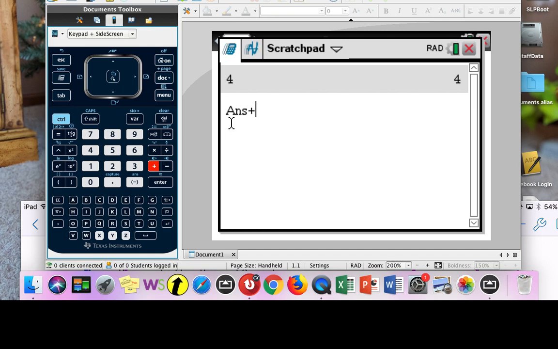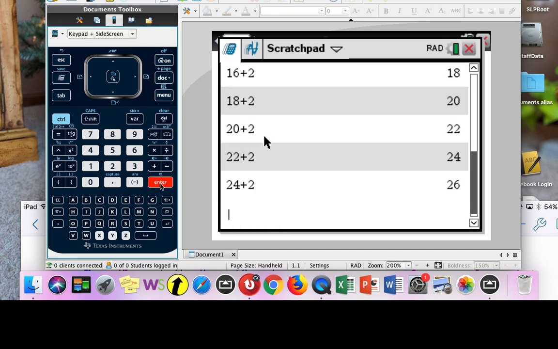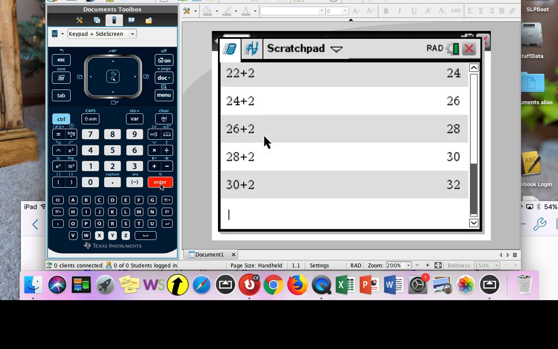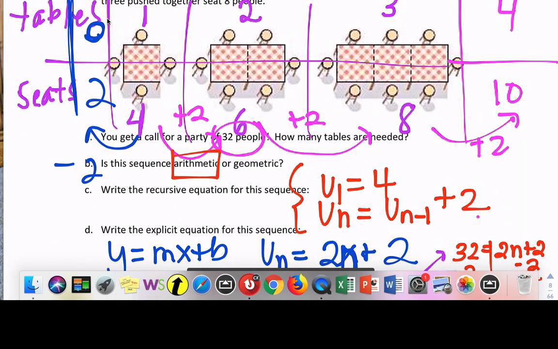And then I'm going to do our last answer. So there's the recursion starting value. And we're going to add 2 every time. So there's table 1, 4 people. Table 2, 6, 3. And I'm going to keep counting until I hit 32 people. So here's 3 tables, 4, 5, 6, 7, 8, 9, 10, 11, 12, 13, 14. And we can see I hit enter 15 times. So 15 tables together would seat 32 people. So you can do it on the calculator recursively as well.